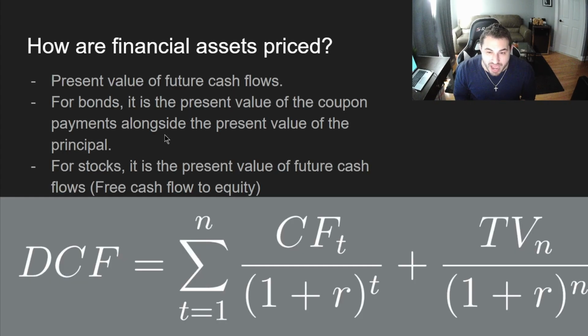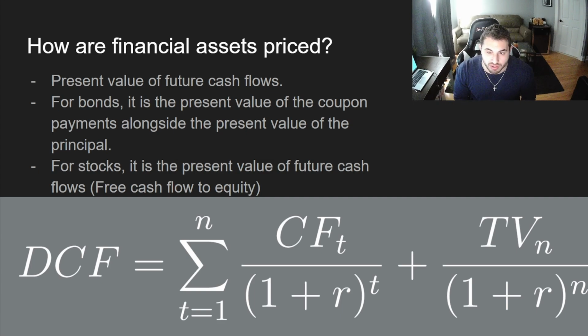So how are financial assets priced here? The price of a financial asset is going to be the present value of its future cash flows. So we calculate this by taking the future income an asset is expected to generate, like a bond's coupons or a stock's free cash flow to equity, and we adjust it to today's value using what's called a discount rate.